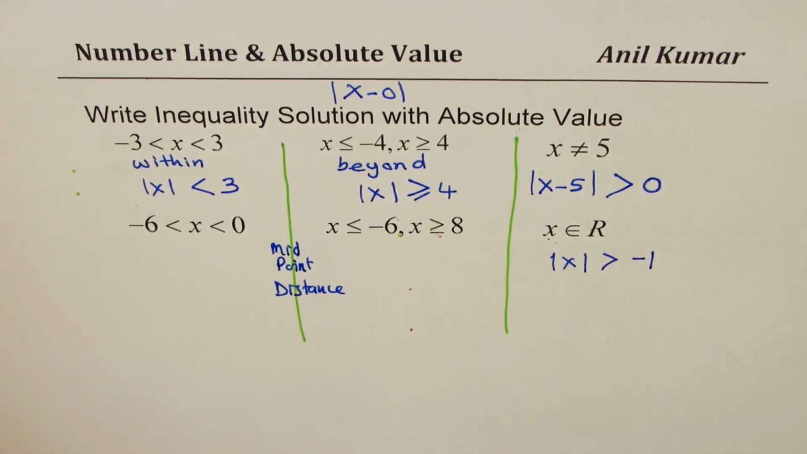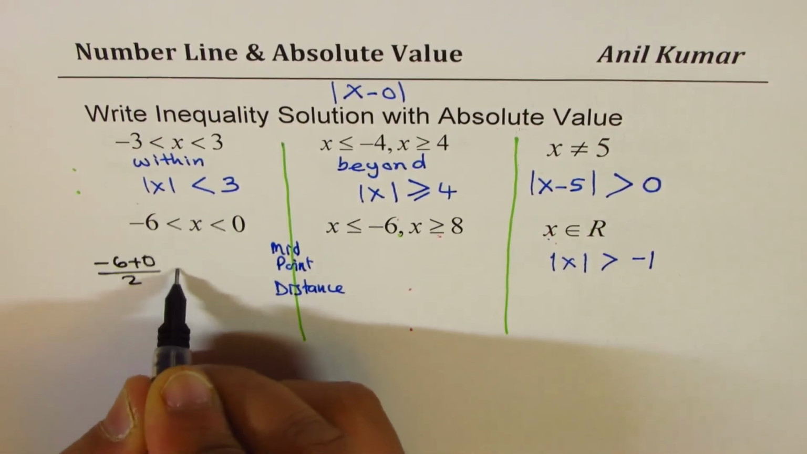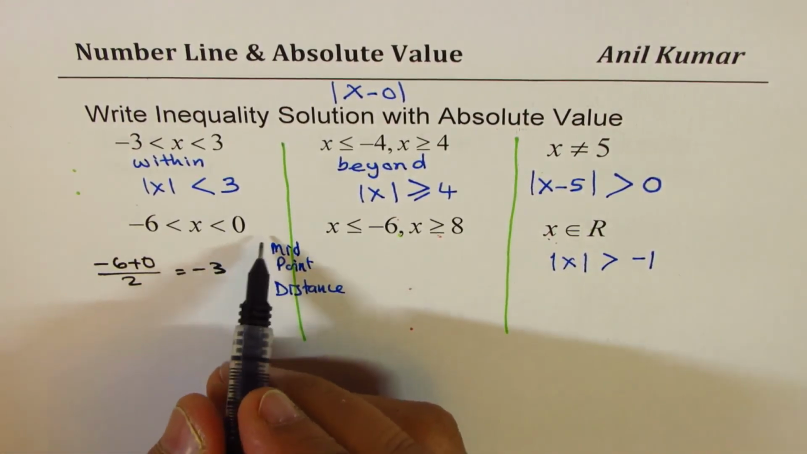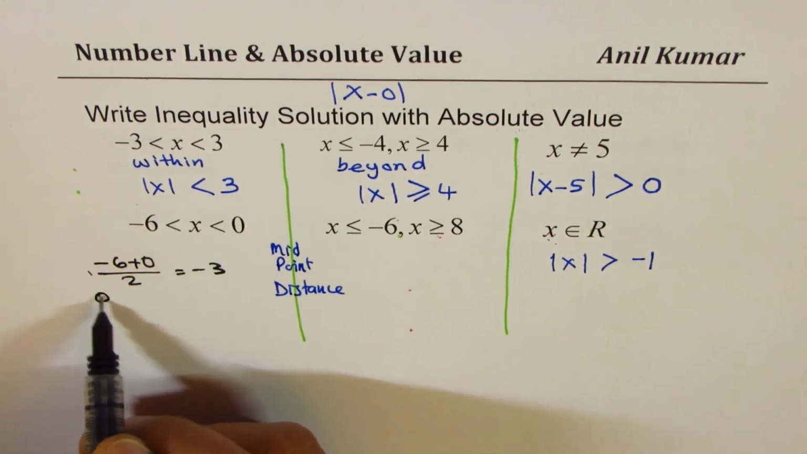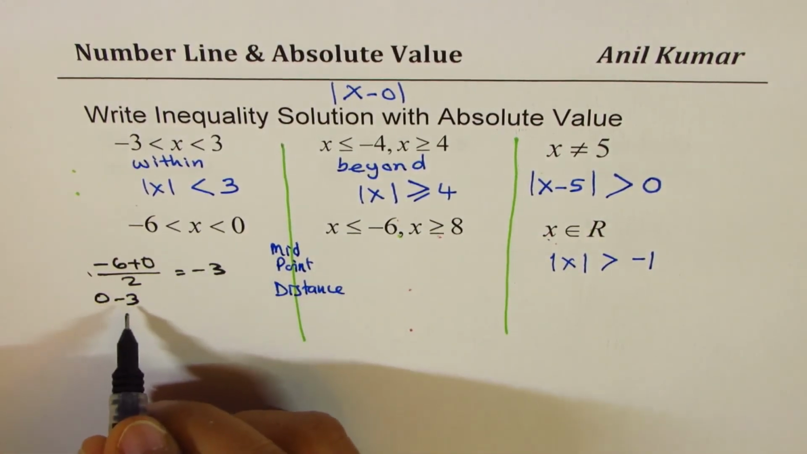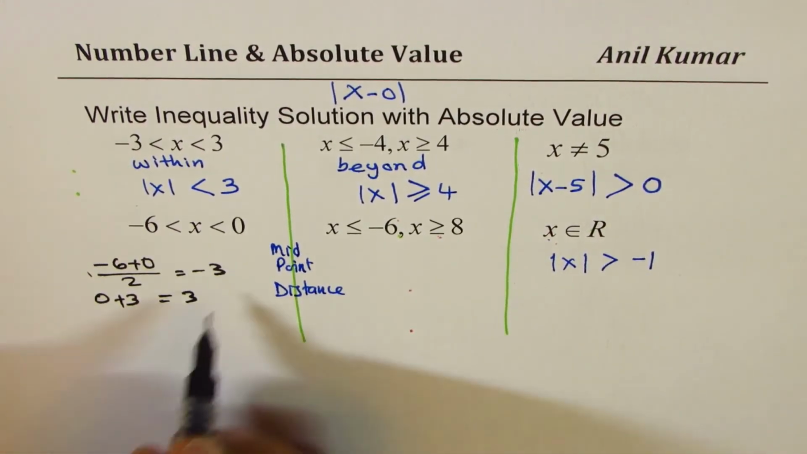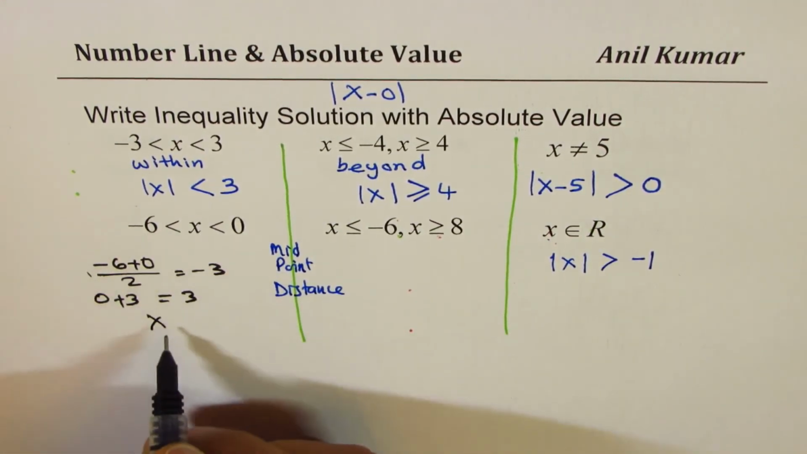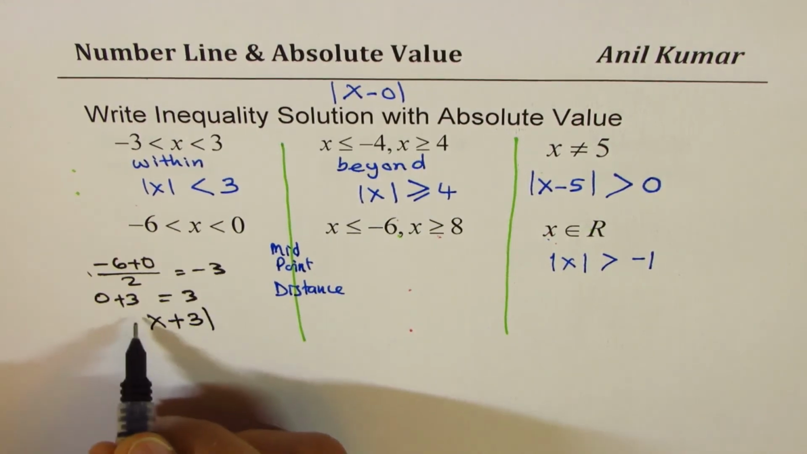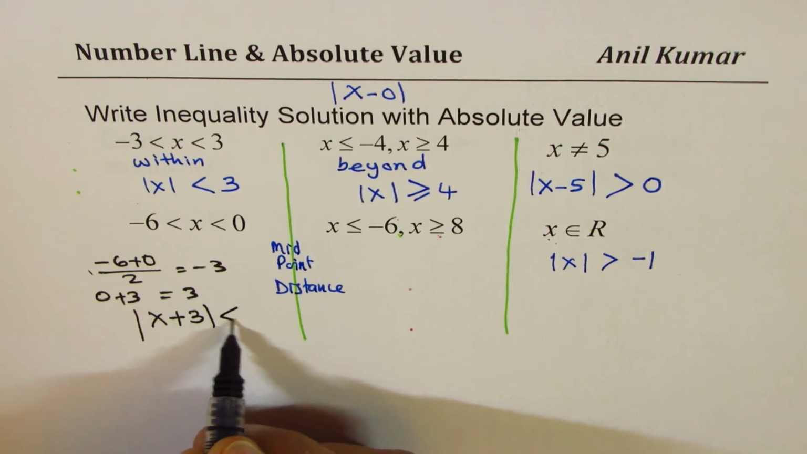So what do you have to find? Midpoint, correct? And then distance. So these are the two things to be calculated to get your absolute function. So let's do it. You can also pause the video and do it now. So midpoint here is minus 6 plus 0 divided by 2, which is minus 3. And the distance is, check always from the bigger point, right? So 0 minus 3, right? So minus of minus 3 becomes positive. So the distance is 3.